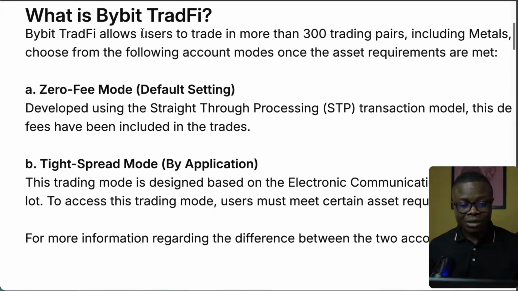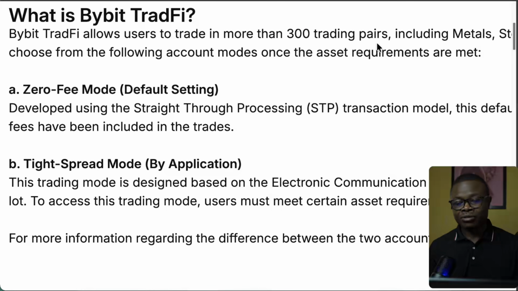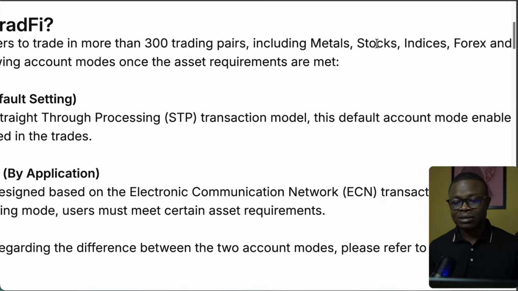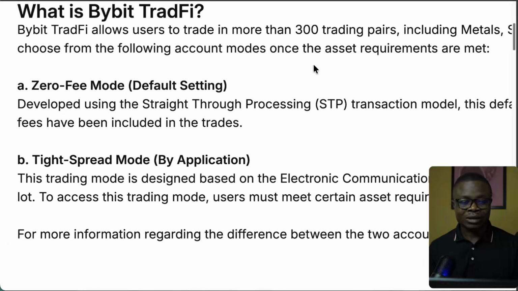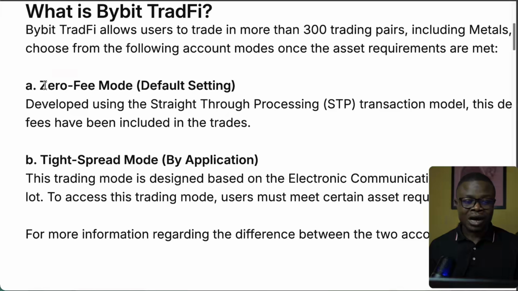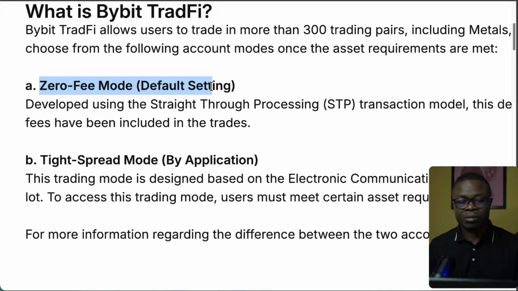Now, with Bybit TradFi, you can trade more than 300 pairs listed on the Bybit TradFi platform, and these include metals, stocks, forex, indices, and commodities. And the best part, what I personally love, is that by default, you have the zero fee mode, which is the default setup if you activate this and start using it. And the other thing is tight spread mode, and these are what every trader out there is looking for, most especially if you do a lot of volume.